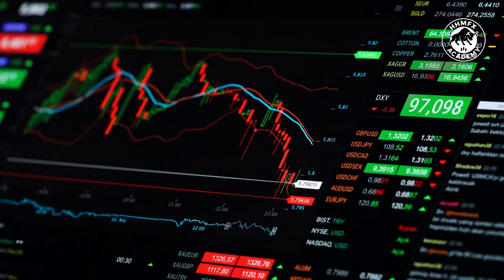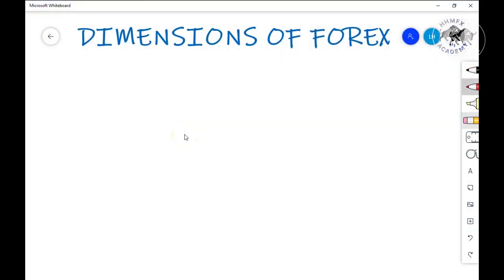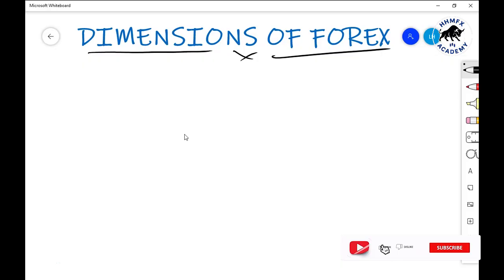So today I'm going to share a very basic concept known as dimensions of Forex. Our concept today is all about dimensions of Forex. So what are the dimensions of Forex, and what are the basic things that we are going to cover in this idea of dimensions of Forex?